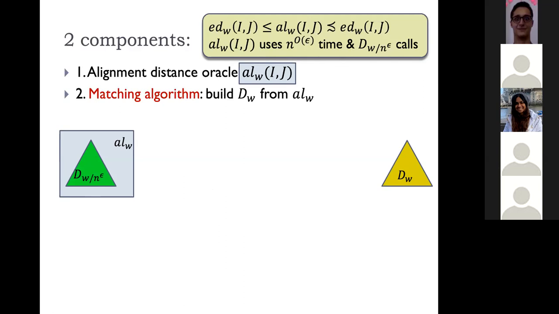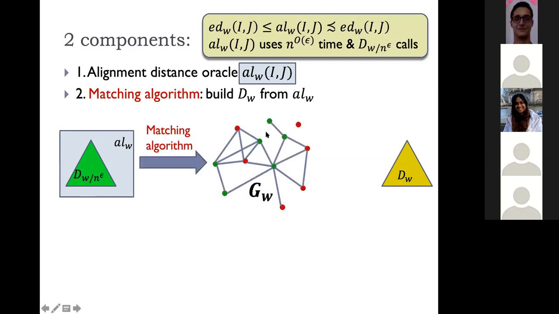Now this is where the second component comes in, which we call the matching algorithm. Basically, given oracle access to this alignment distance of strings of length W, we want to build the distance oracle that, by itself, as a data structure, will not have any oracle calls to anybody. So this is what we need to do. And the way we'll do it is that first we'll build a graph.